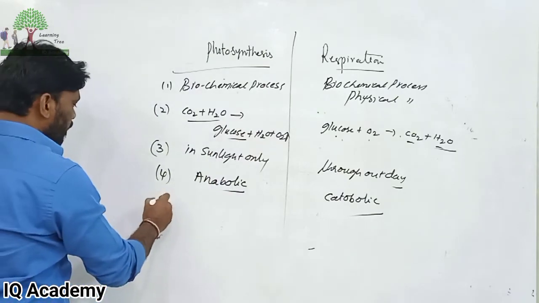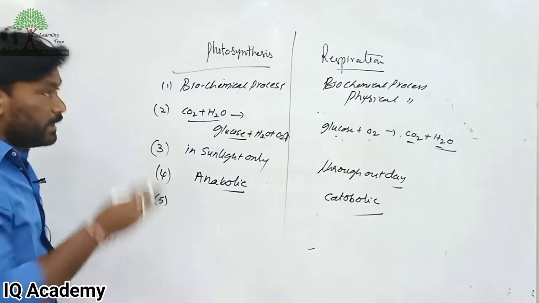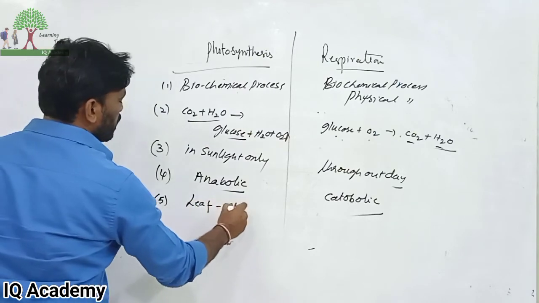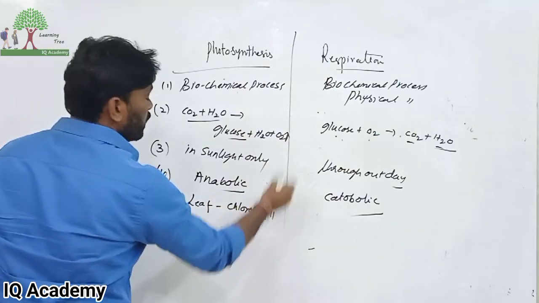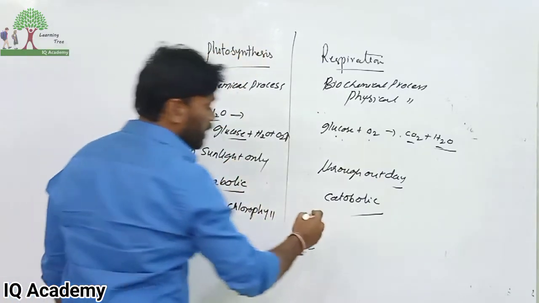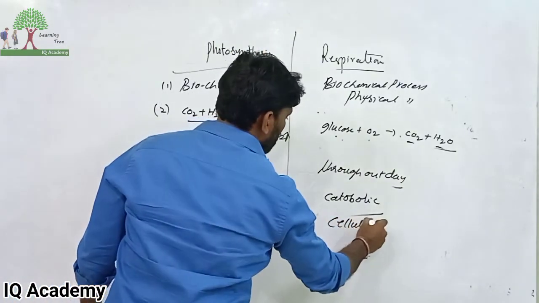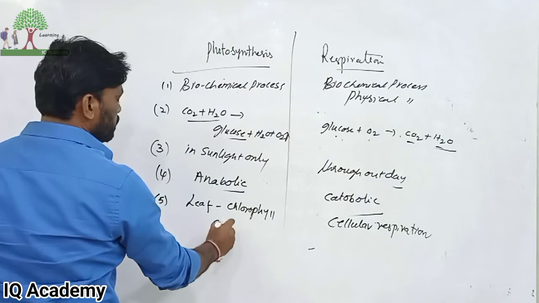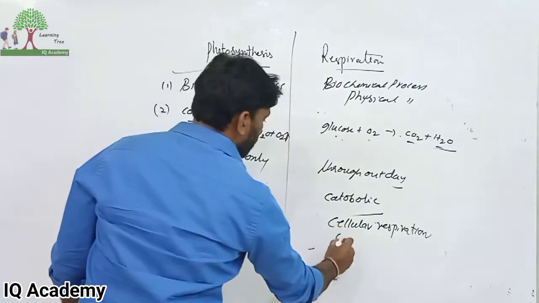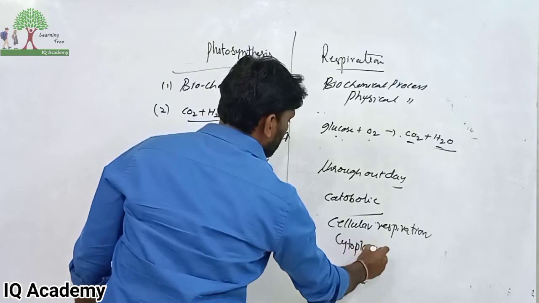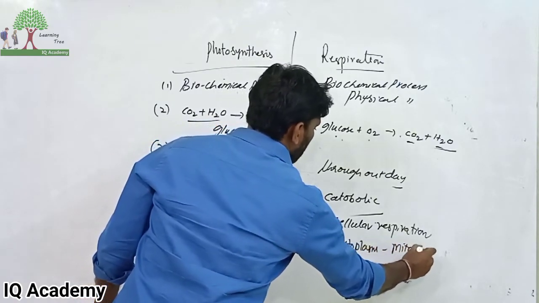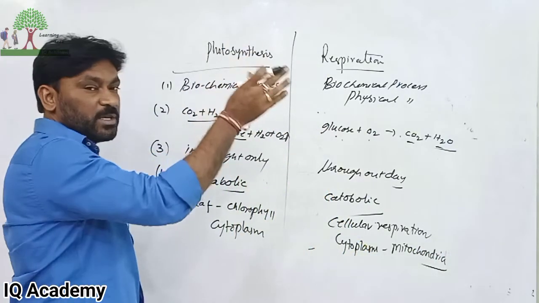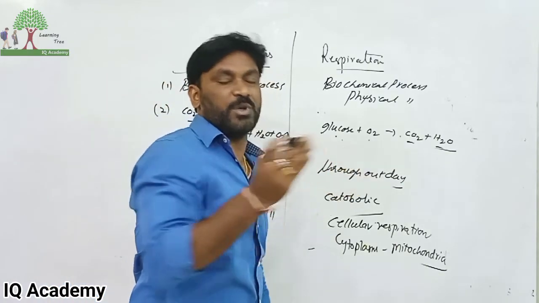Photosynthesis takes place in the leaf, in the chlorophyll. Cellular respiration takes place in the cytoplasm as well as in the mitochondria. So these are the differences between photosynthesis and respiration.